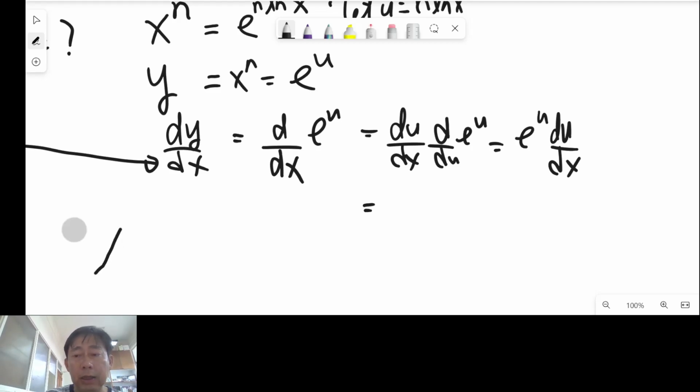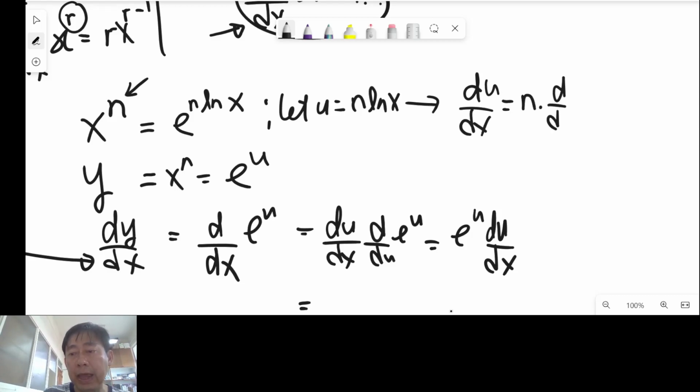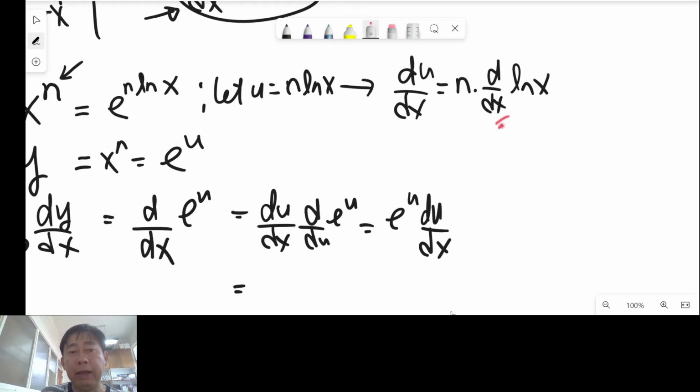And what is the du/dx here? du/dx could be easily seen from here. So you look at this one, then you write down the expression of du/dx. du/dx is simply equal to n times d/dx of ln x. Here n is a constant, therefore you can pull out the constant when you differentiate with respect to x. So that is n. d/dx of ln x is just 1 over x, which is x to the power minus 1. This is just trivial.